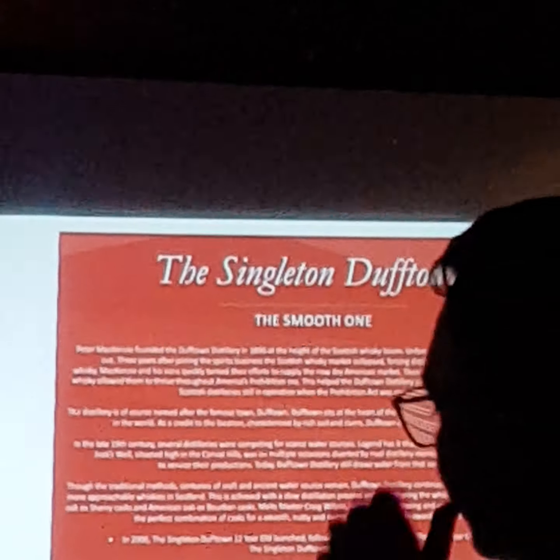So, Singleton of Dufftown, the whiskies in front of you. The distillery actually has a rich heritage and history, founded in 1896 during the Scottish boom. The distilleries were founded in the 1880s to early 1900s. This Singleton of Dufftown, the Dufftown Distillery, was founded in 1896 by Peter Mackenzie.